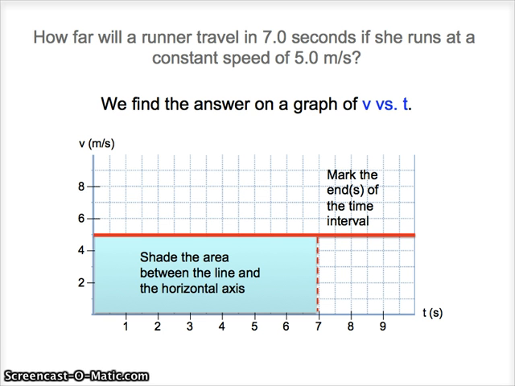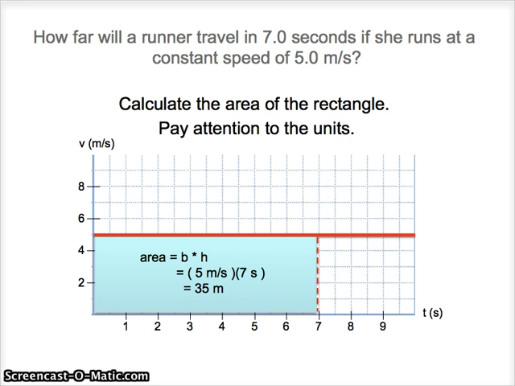Take a look at what the area comes out to be. 5 along the height and 7 along the base. So the area is 35. And looking at units, 5 meters per second times 7 seconds, again 35 meters. Another way for us to answer the question.